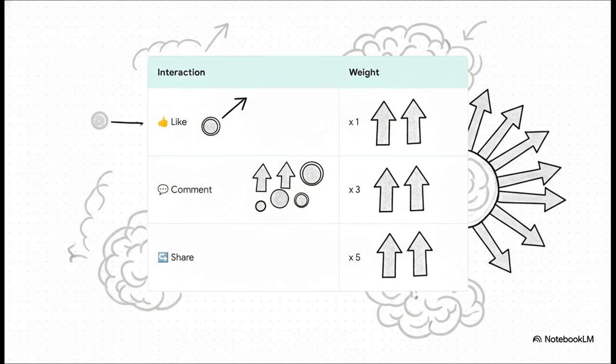It's not even close. A like is easy. It's a quick nod of approval, so we might give it a weight of 1. A comment, that takes more effort, more thought. Let's give that a weight of 3. And a share, well, a share is the ultimate compliment. It's someone basically shouting, hey, everyone I know needs to see this. That's way more valuable, so it gets a weight of 5.